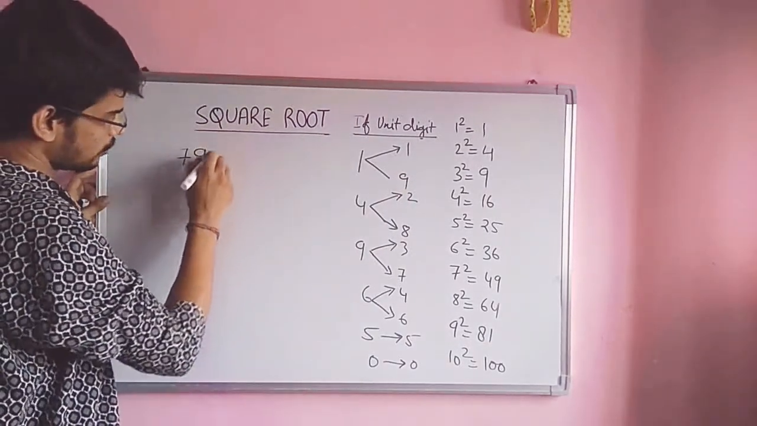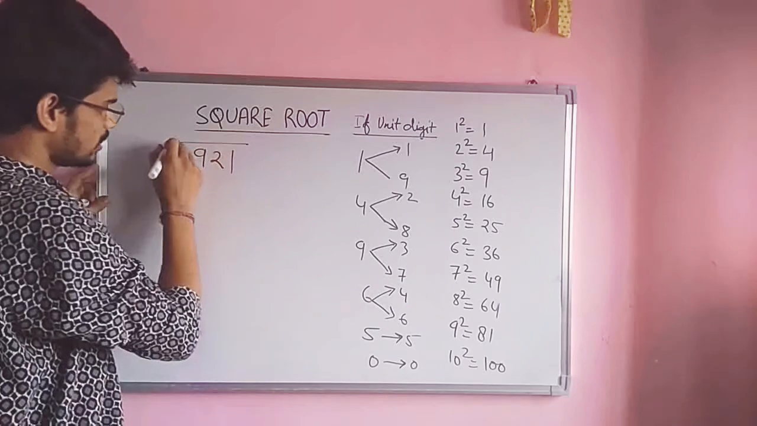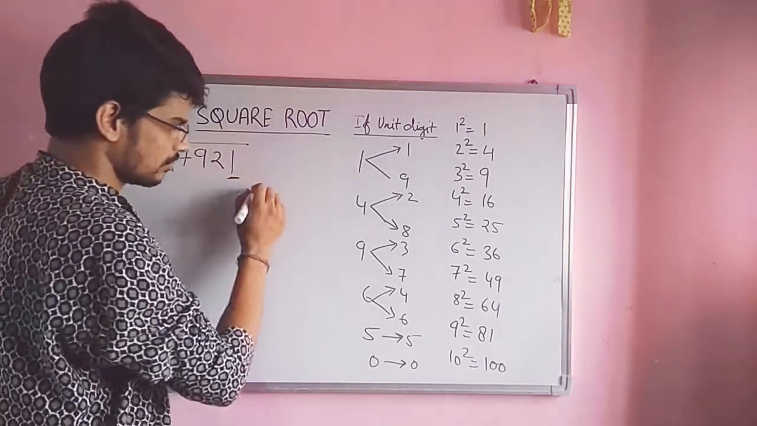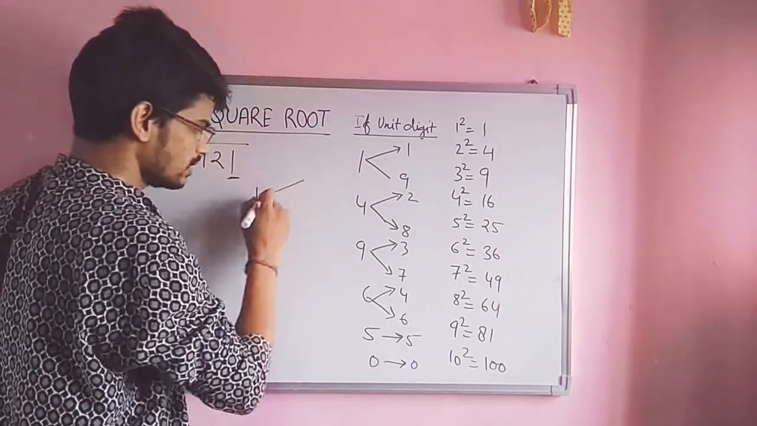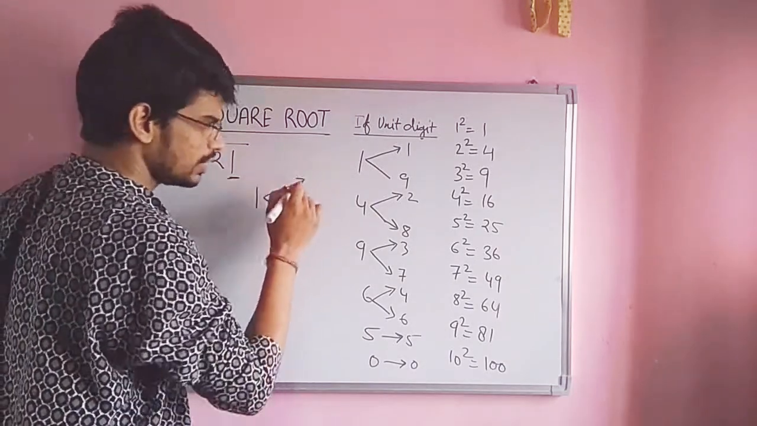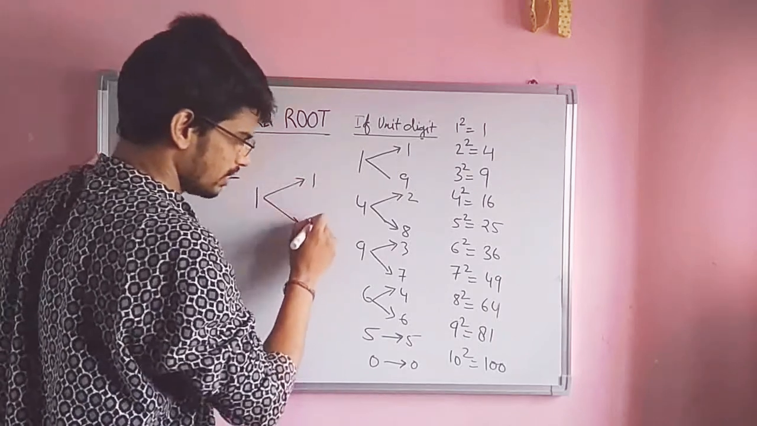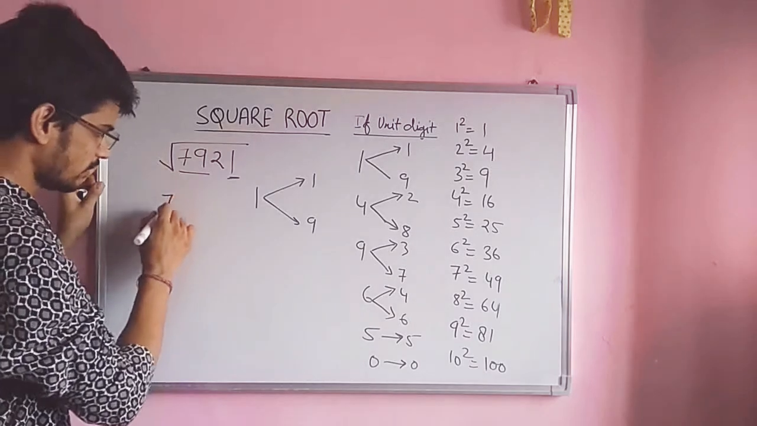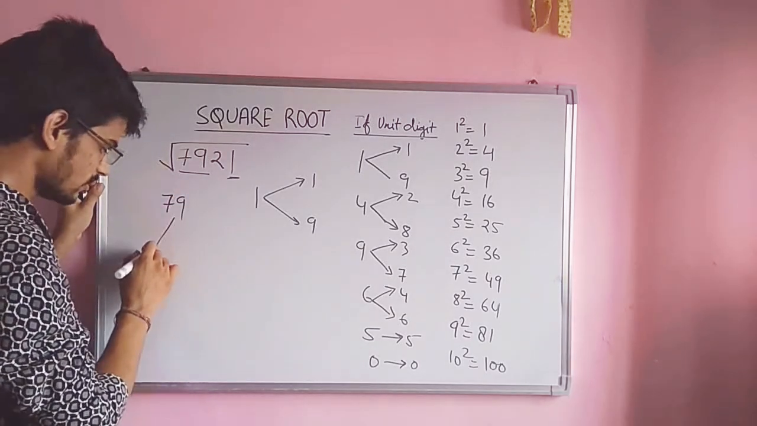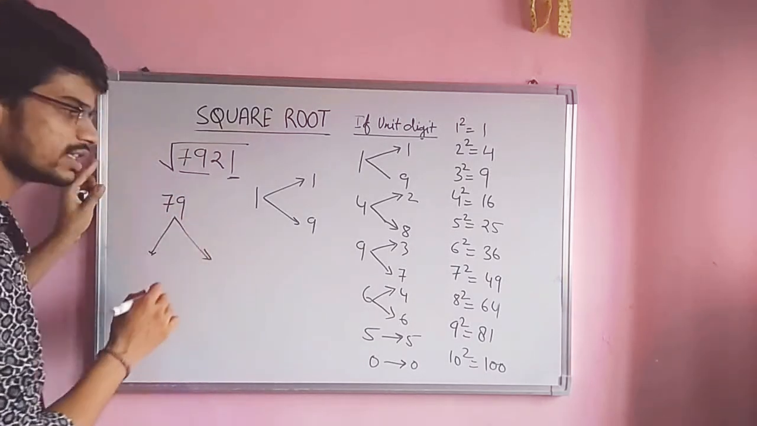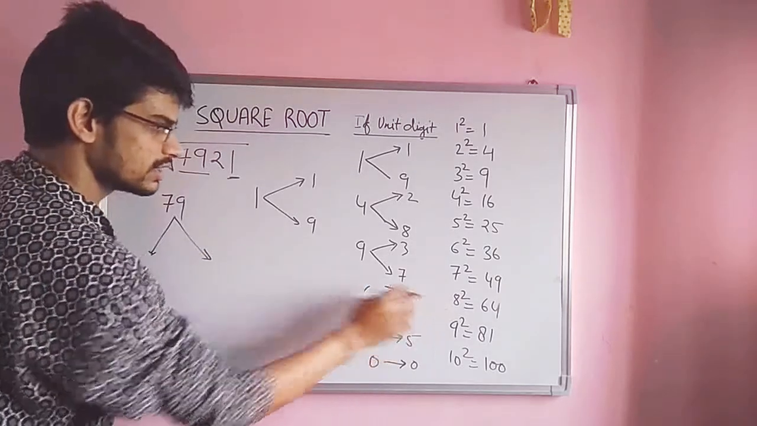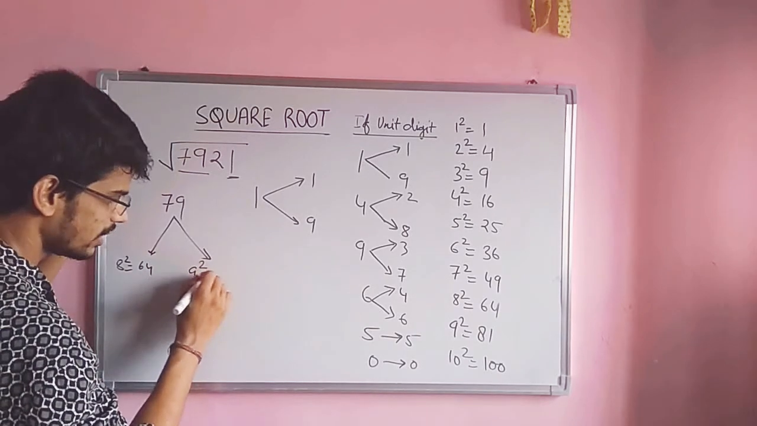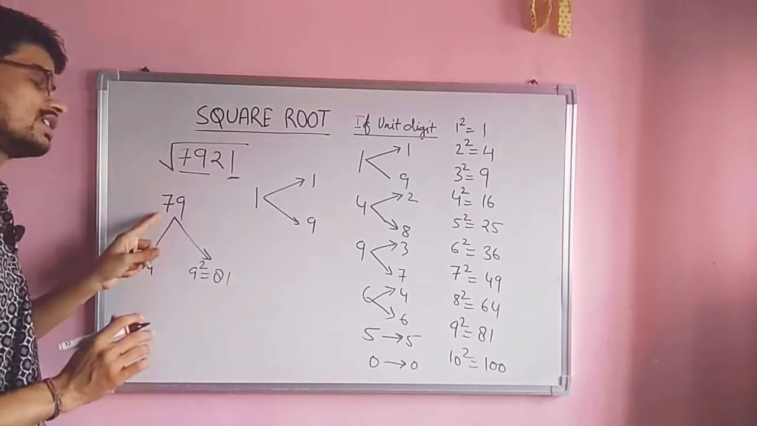Next, let's take another example. 7921, what is its square root? The number ends on 1, so the square root's unit digit may be 1 or 9. Next, consider the first two digits. 79 comes under which squares? It comes under 8 square 64. Here 9 square is 81. 81 is greater than 79.